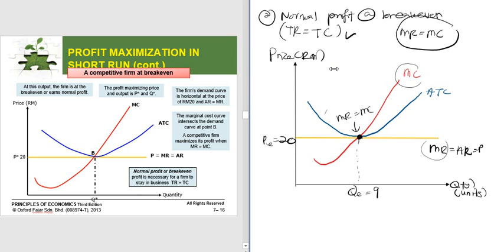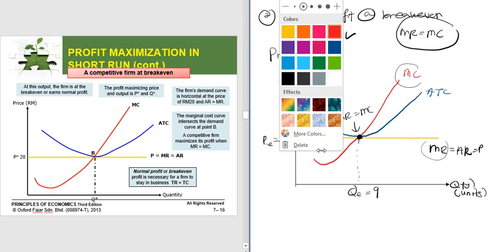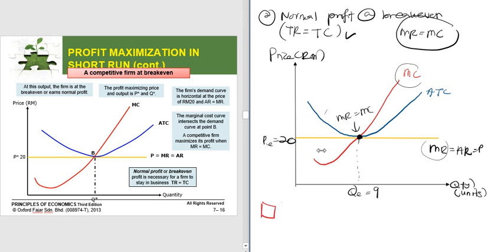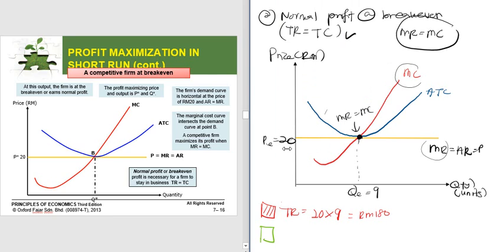So how do you find the total revenue? Total revenue is this area. Total revenue is price times quantity, which is 20 times 9. So you get RM180. And then you find total cost, which is also 20 times 9, because this point here touches the minimum ATC. So that's why that is considered as the cost, the average total cost.